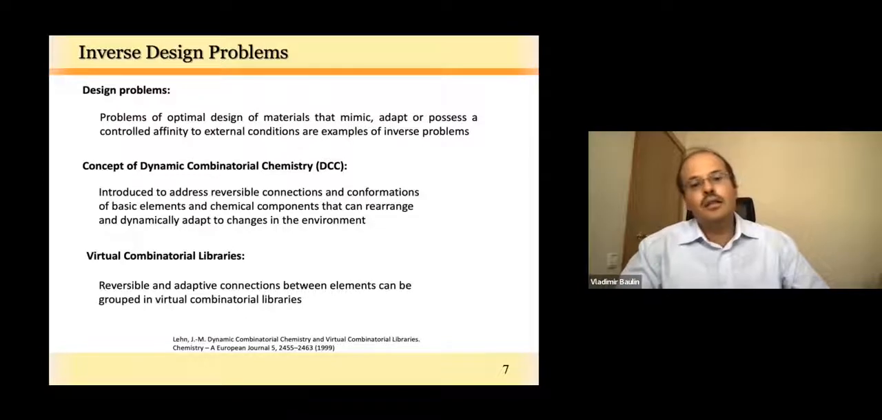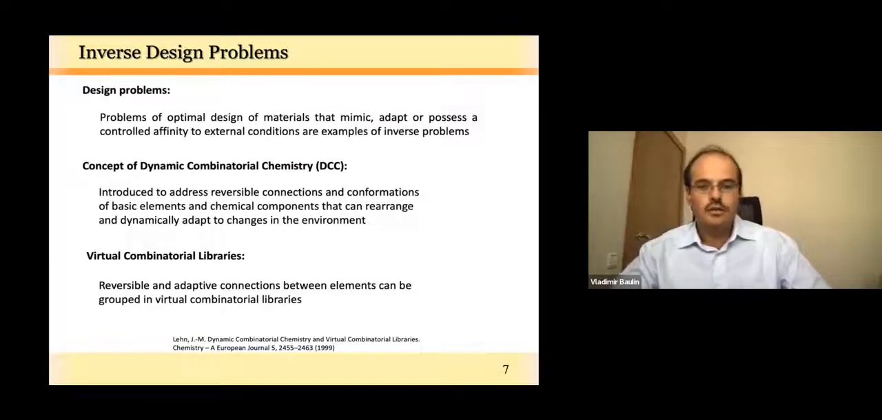And then another concept which was introduced by Jean-Marie Lehn is the concept of dynamic combinatorial chemistry. Then you have molecules or some molecular structures, supramolecular structures, which consist of reversible connections, either these molecules with reversible connections or made of conformations of basic elements. And those basic elements can rearrange and dynamically adapt to changes in the environment. So this is a concept of dynamic combinatorial chemistry.